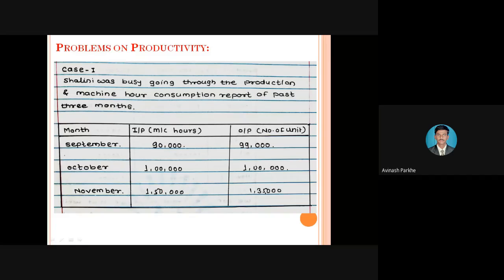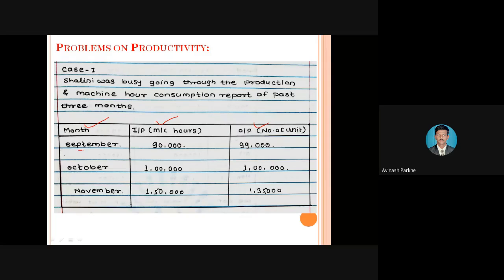Whatever the problem, case number 1 is in front of you. It is related to one production center, and the input and output of that particular production center for 3 months are mentioned. The first column is for the month, the second column represents the input hours, how many hours the machine worked, and according to that number of hours, what the output is.